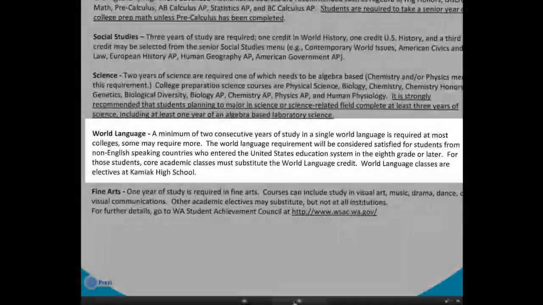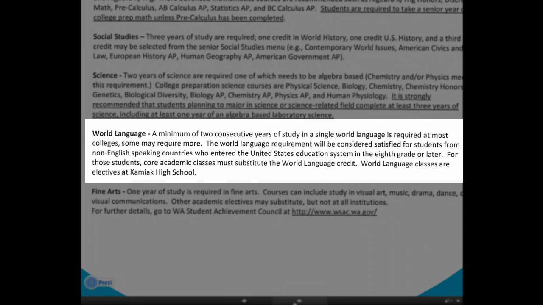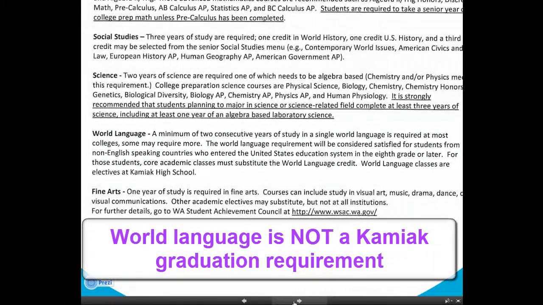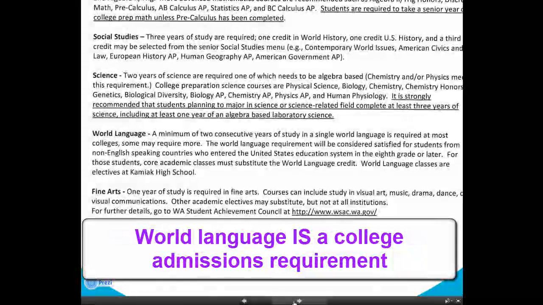For students considering going to a 4-year school directly from high school, a minimum of 2 consecutive years of study in a single world language is required. Some require more. Please be advised, world language is not a requirement to graduate from Kamiak. However, if you are interested in going directly to a 4-year school, you will need to meet the world language requirement for that particular college or university.